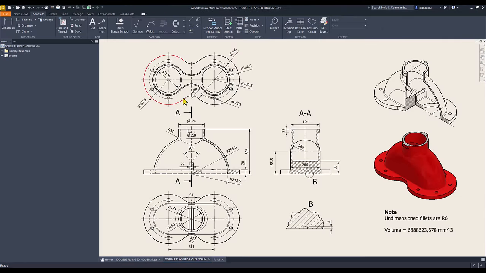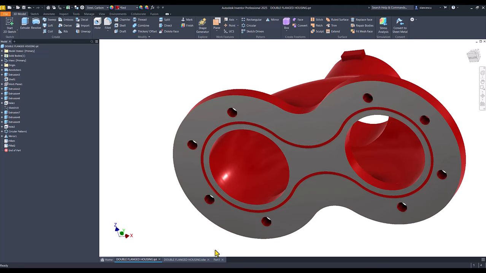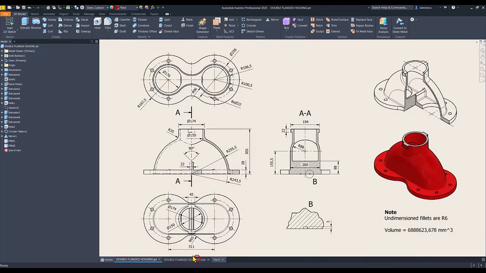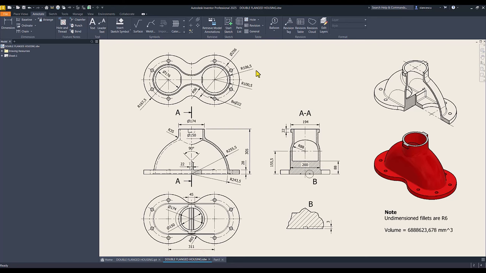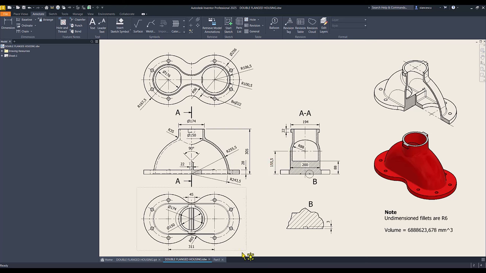Now we have to apply this channel. You can see it right here. This channel. Dimensions are radius 106, radius 100.5, and the depth is here, 3 millimeters. Don't forget radius 96 for this external contour. Good.